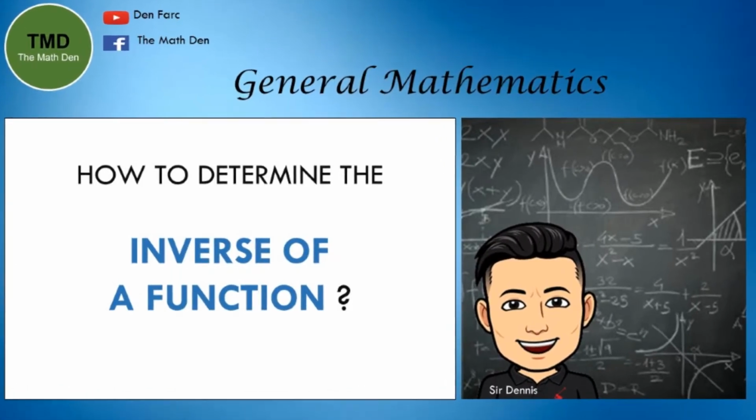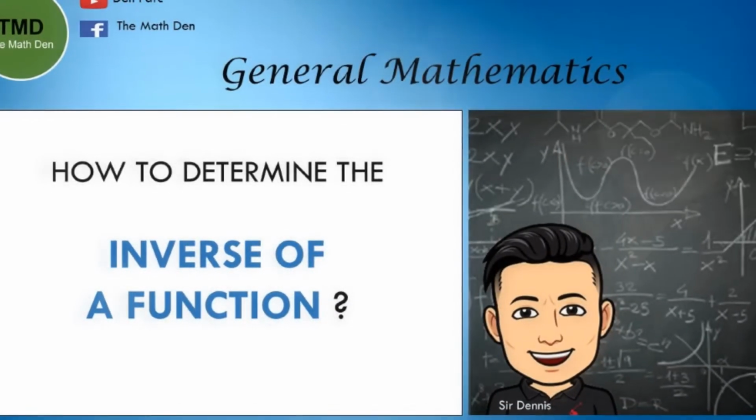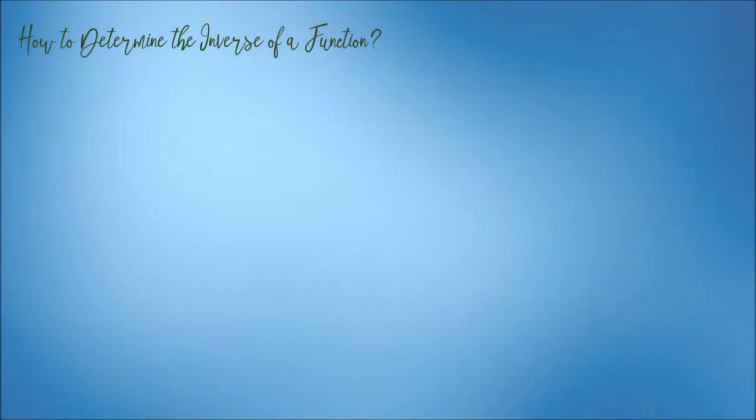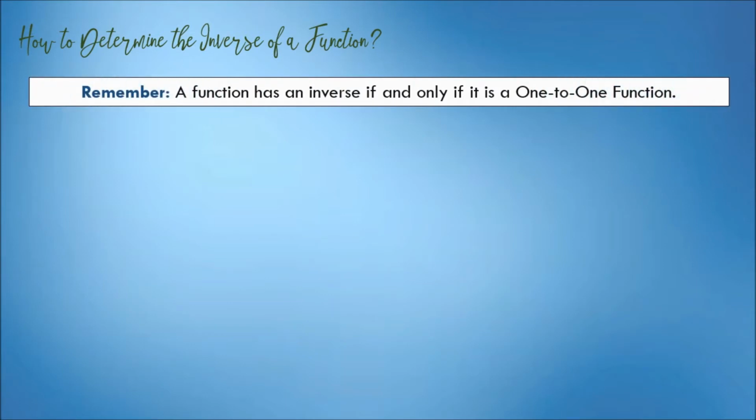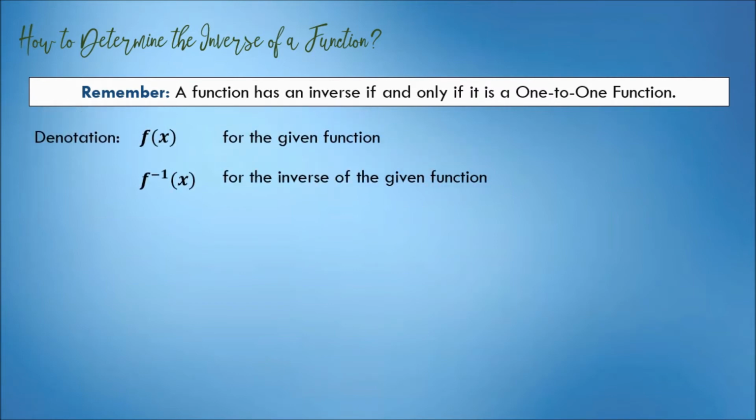Today's topic is the process of finding the inverse of a function and examples. How to determine the inverse of a function. Remember, a function has an inverse if, and only if, it is a one-to-one function. We use the denotation f of x for the given function, and f raised to negative 1 of x for the inverse of the given function.